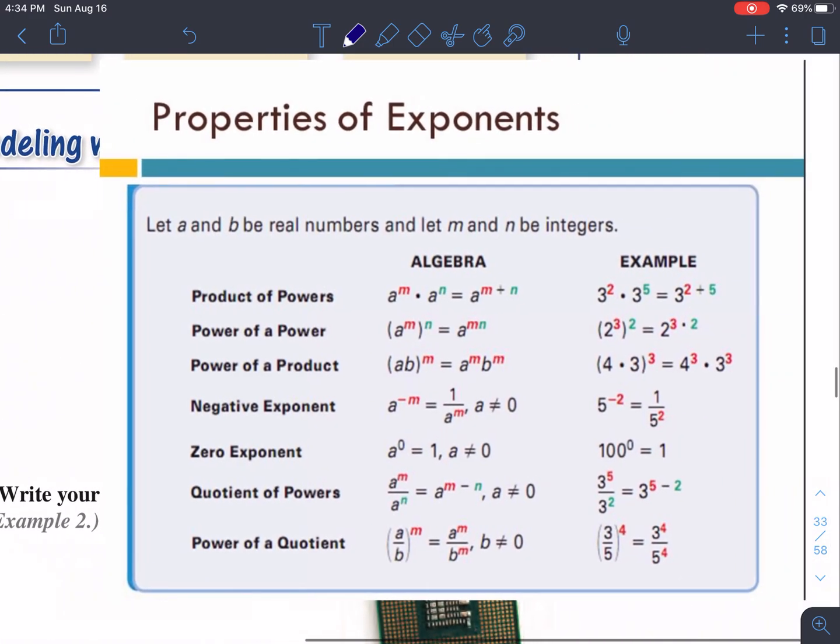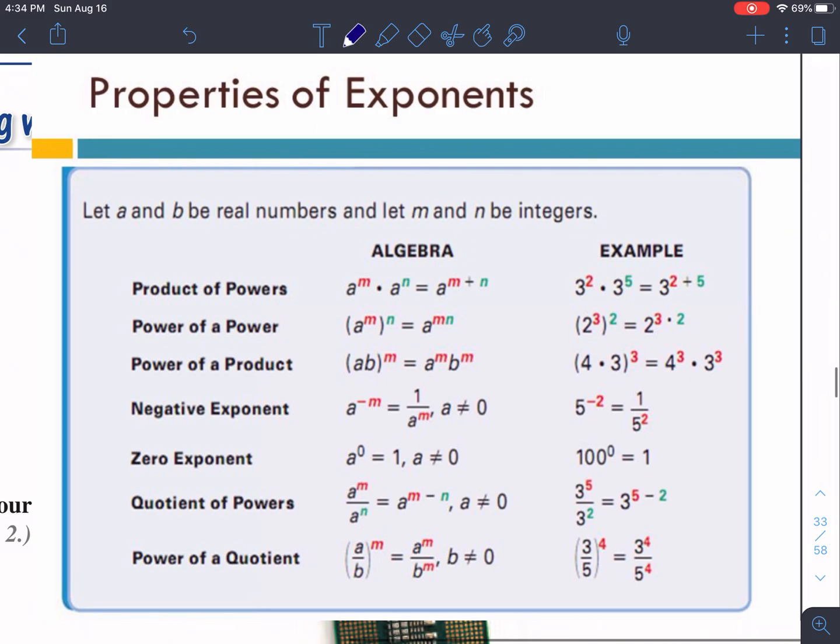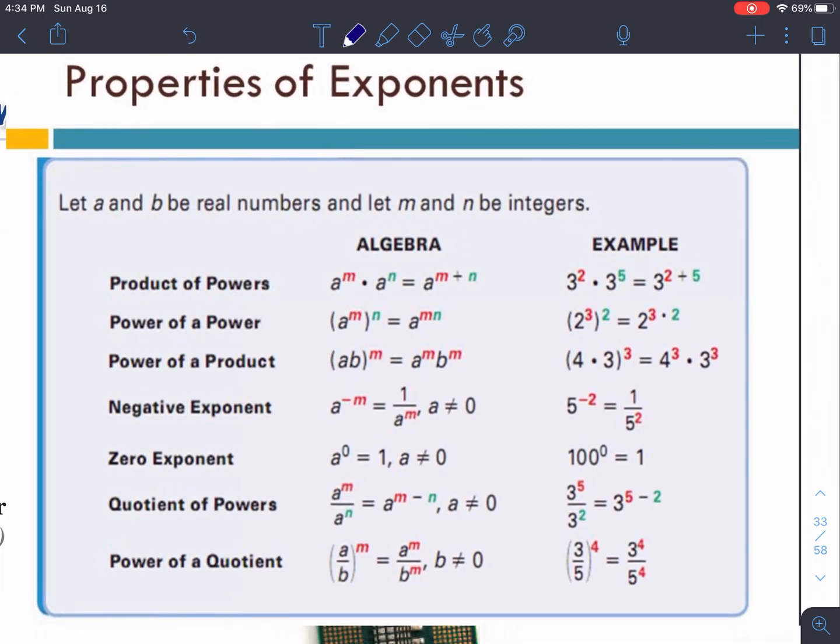Another thing: we should already have the properties of exponents if you've been taking notes. But if you don't, I would recommend you take a screenshot of this right now. You might want to take a picture on your phone or write these down on a piece of paper. Pause the video right now, write these down, and then hit play, because these properties are what we're going to be using to solve these problems. I'm going to give you a second to take a screenshot, and we should be good to go.